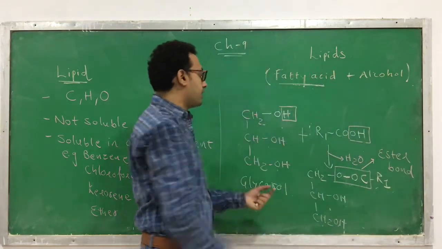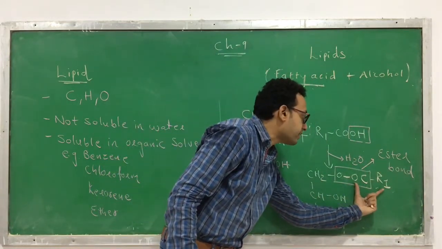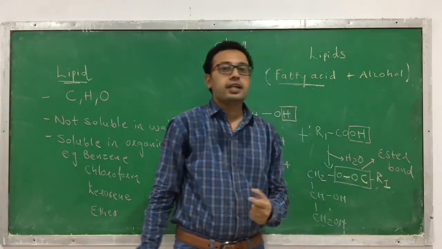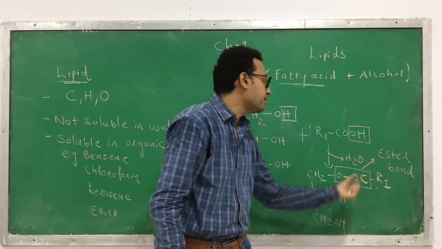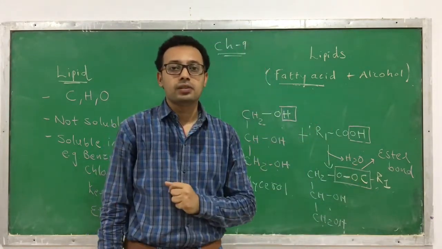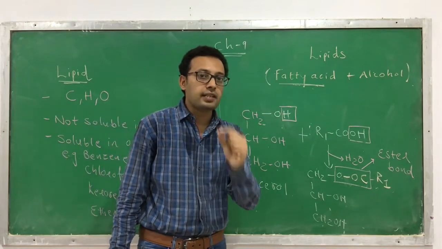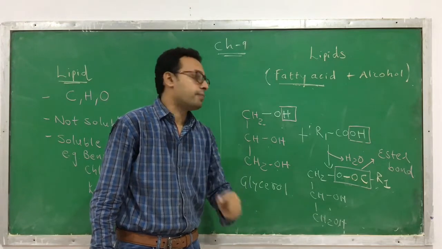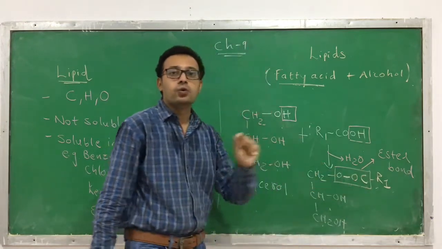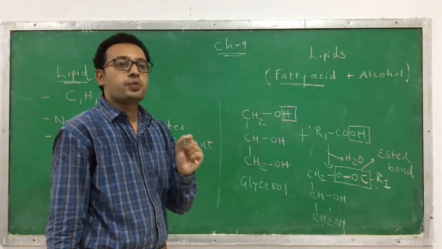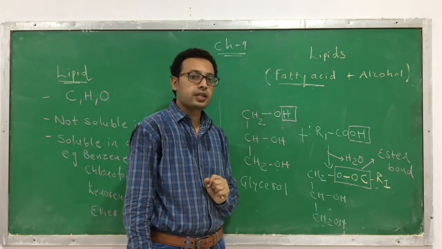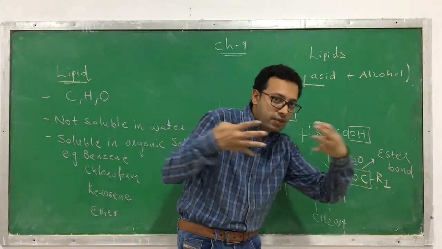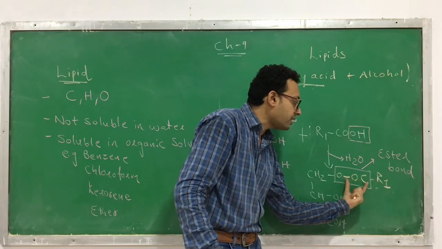So in a lipid molecule, the fatty acid and the alcohol are connected by a bond. Which bond? Ester bond. And while they connect, it removes one water molecule. So which bond is present in a lipid? If a question is asked, which bond is present in a lipid, the bond that is present in a lipid is the ester bond, COO. Here you say that this is a glycerol and this is a fatty acid. Now they have joined by a bond called an ester bond.